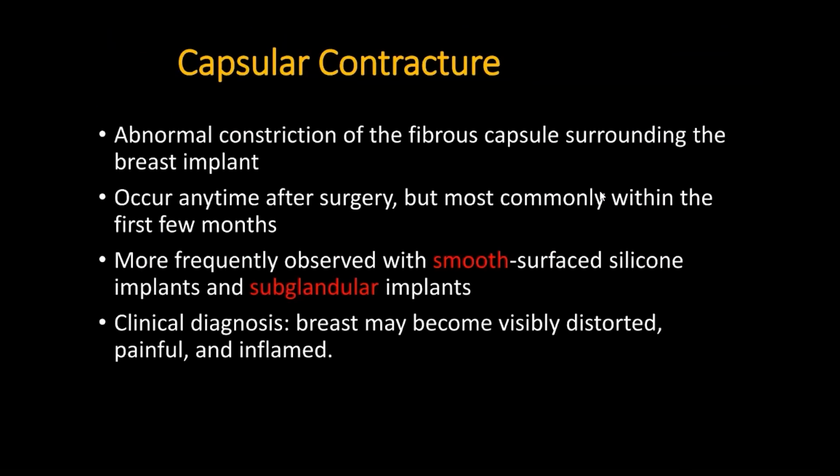So what is a capsular contracture? It's an abnormal constriction of the fibrous capsule around the breast implant. If you talk about the encapsulation process, sometimes the fibers are just too tight and then that constricts the implant. It can occur at any time after surgery, but most commonly within the first few months when our bodies respond to these foreign bodies, right? And the reports have shown that it's more frequently observed with a smooth surface silicone implant and also a subglandular implant.